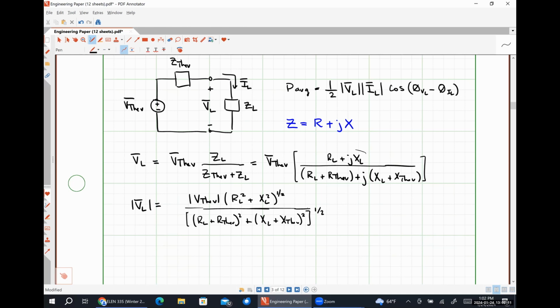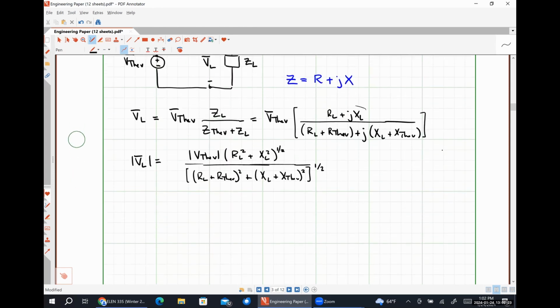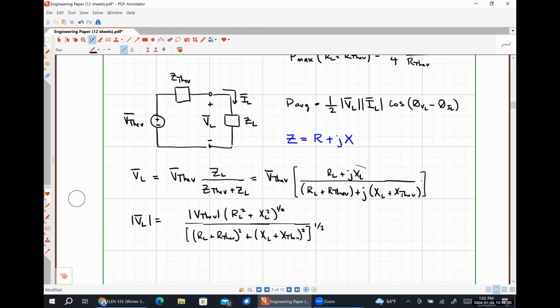So all I've done there is say that the magnitude of that complex number is just the magnitude of each of the parts effectively multiplied by each other, which should hopefully make sense based on our knowledge of complex numbers. So I have an expression for VL. So I figured out what this part of my equation is. Now I'm going to do the same thing for IL.